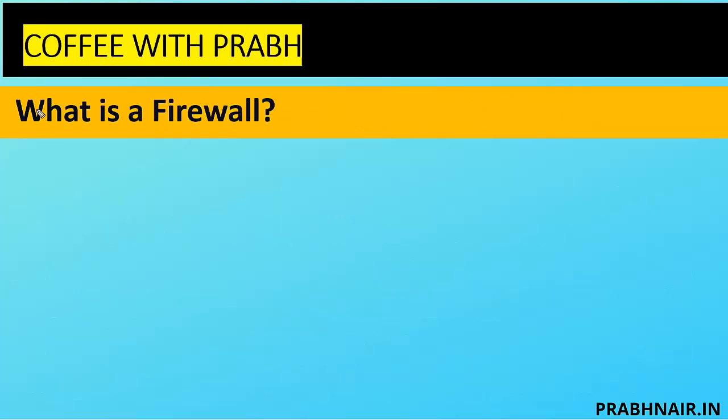Now the next question, which is normally asked in network and network security job interviews, is: what is a firewall? A firewall is a device, a solution which is used to protect your enterprise from external threats. So let's take an example: this is your enterprise network.